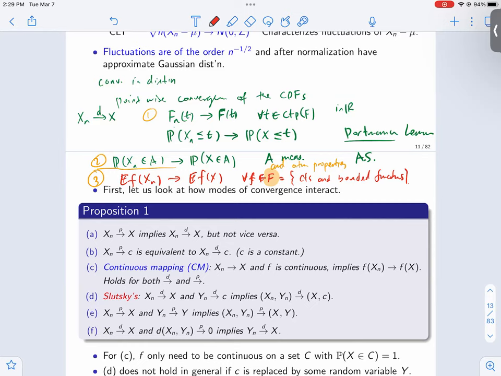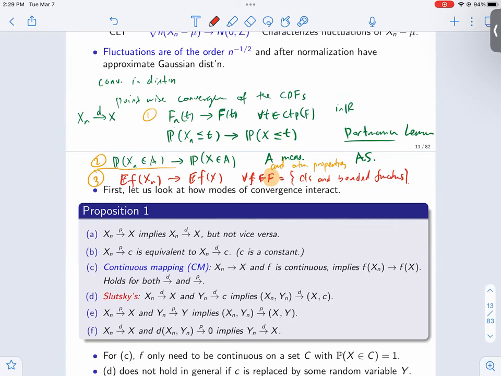If Xn converges to X, and F is continuous, then F of Xn converges to F of X. This holds for all the various versions of convergence: distribution, probability, almost sure. So this holds for all of them. Continuity need not be everywhere. You just have to be continuous wherever this guy lives.